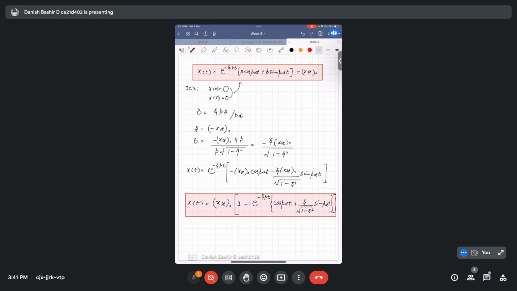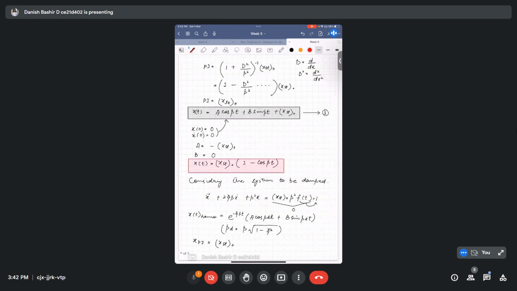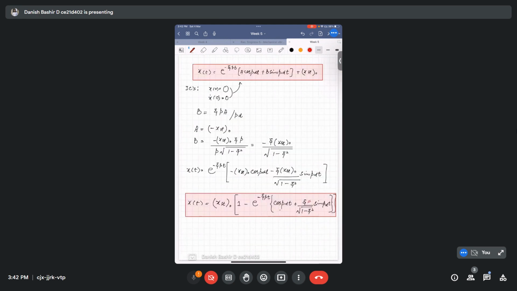Theta is there. So for example, if theta is not there, we can just plug in theta equal to 0 here. Anything to the power 0 is equal to 1, and here theta is 0, so it will be 1 minus cos pt, and pd will be replaced by p here. So we will get the response as if it was not damped, like here, 1 minus cos pt.